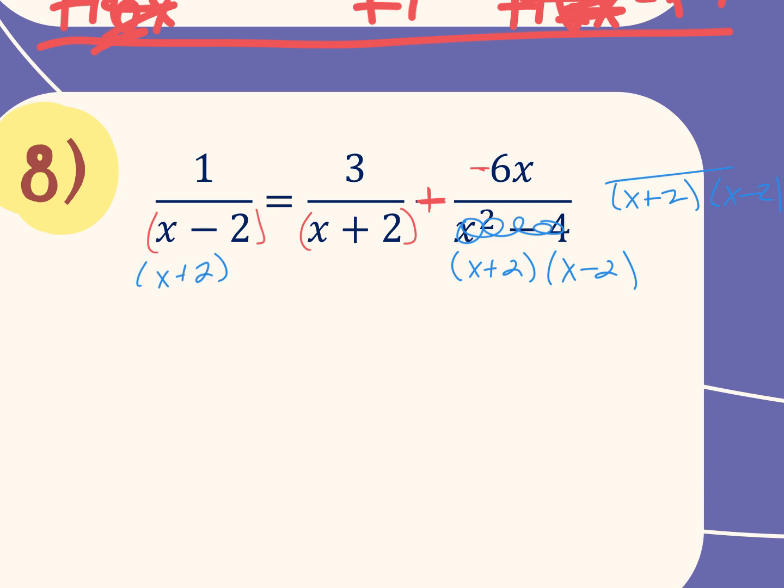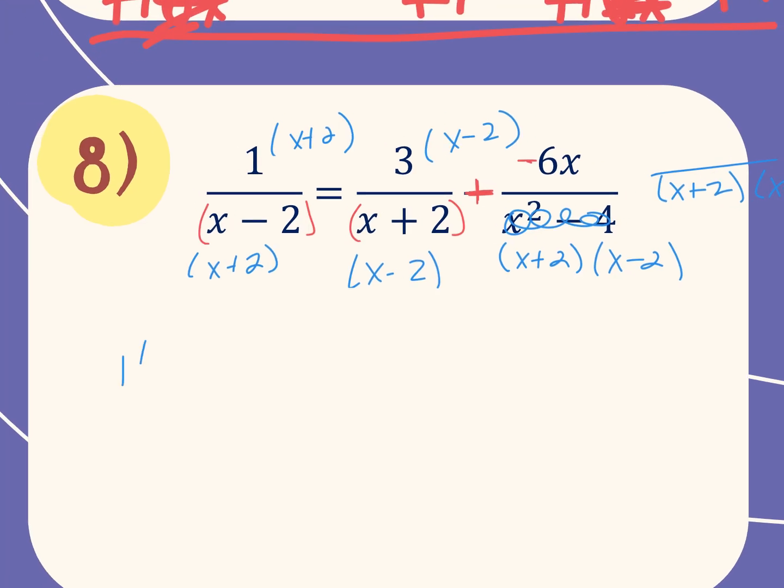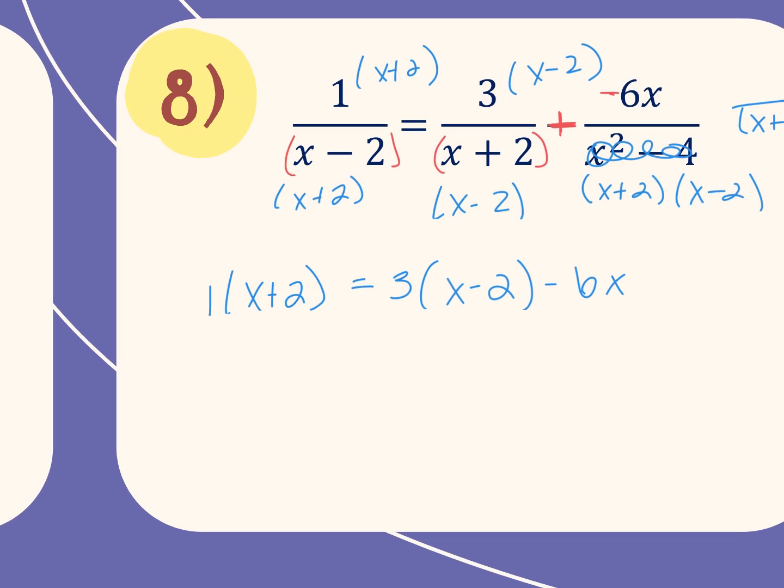So what you do to the bottom, you do to the top. Look at your second fraction. It has the x plus 2. What is it missing? The x minus 2. Good. So what you do to the bottom, you do to the top. And what about your last fraction? It has both, right? So now, guys, look. All 3 fractions have the same denominator, so we don't have to worry about it anymore. You have 1 times x plus 2 equals 3 times x minus 2 minus 6x. Just a linear equation.